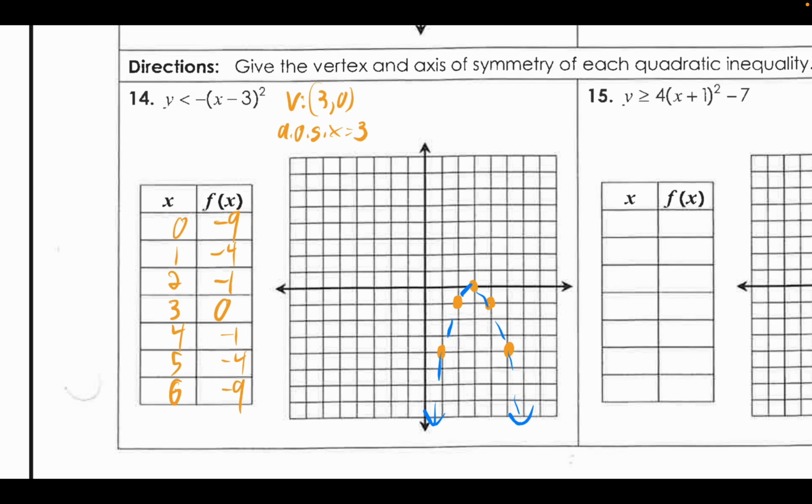And then the other different part is where I shade. I'm going to shade below because this is less than, and the y values that are lower than something are the ones that are less than it. And this happens to be kind of inside that parabola in this case, but if it was opening down, it'd still be below, just not inside.